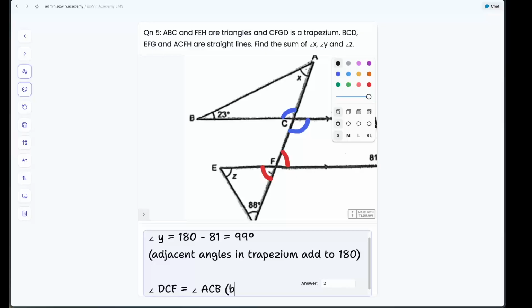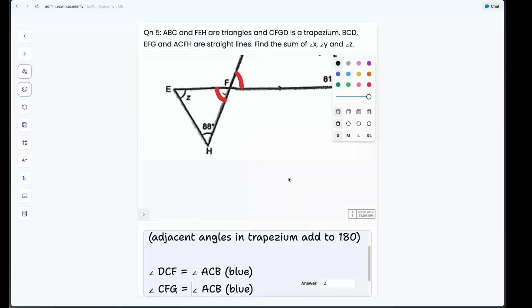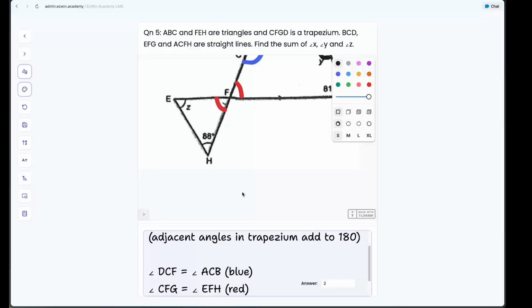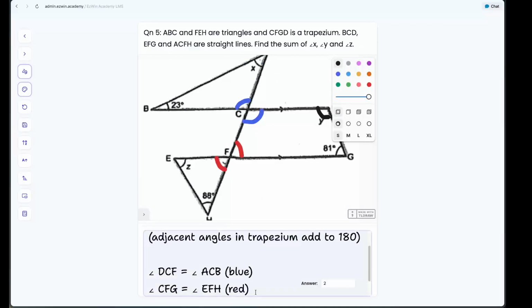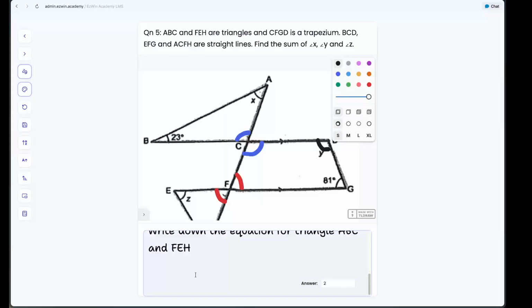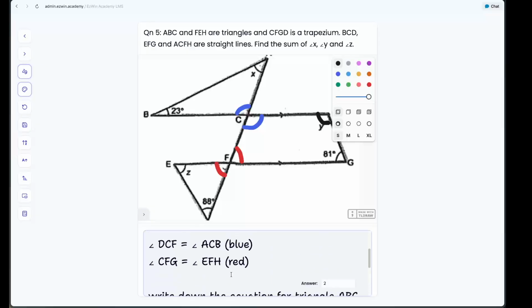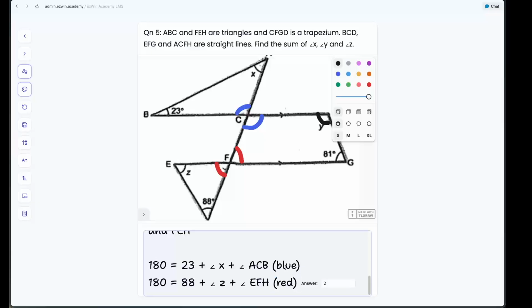So they are in blue. And angle CFG is equal to angle EFH, which is in red. So if you were to write down the equation for triangle ABC and FEH, in essence, 180 is equal to 23 plus angle X plus ACB, which is in blue. Then the next one is 180 is equal to 88 plus angle Z plus angle EFH, which is in red.